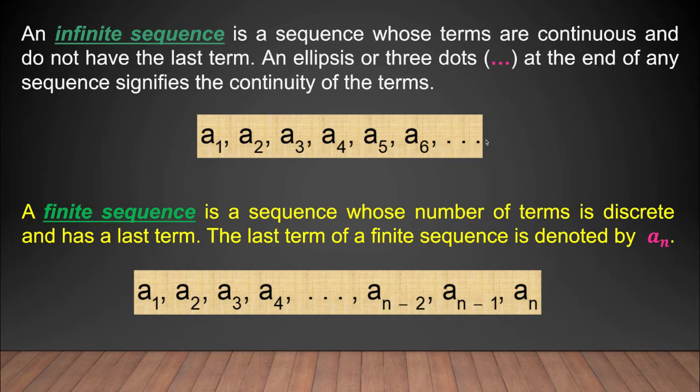So, you see these 3 dots here. This is an ellipsis. It means that this sequence does not have an end. Okay, meaning it's not discrete. It has no last term. That's why it's an infinite sequence.